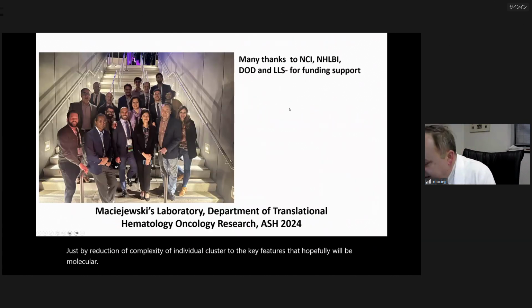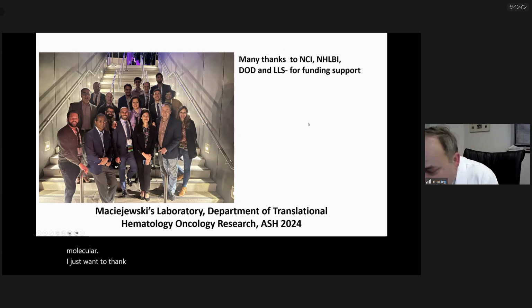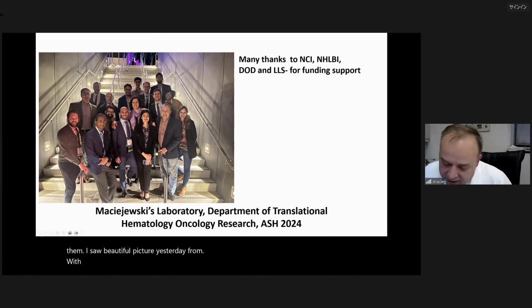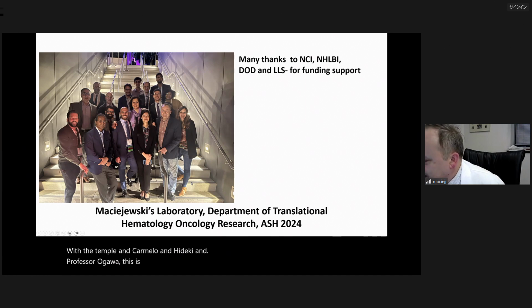I just want to thank everybody for the invitation to Kyoto. I'm sorry that you guys are not with them. I saw a beautiful picture yesterday with Ginkgo, with the temple and Carmelo and Hideki and Professor Ogawa. This is my lab, and thank you very much for listening.